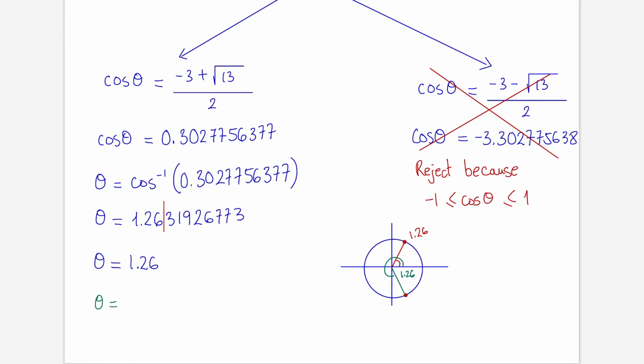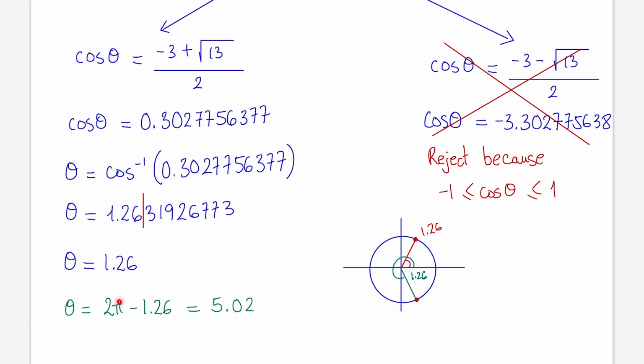One whole cycle is 2 pi. And I don't want this part. I only want this part. So I take one whole cycle, subtract 1.26 to get to the angle that I want. And I got 5.02.